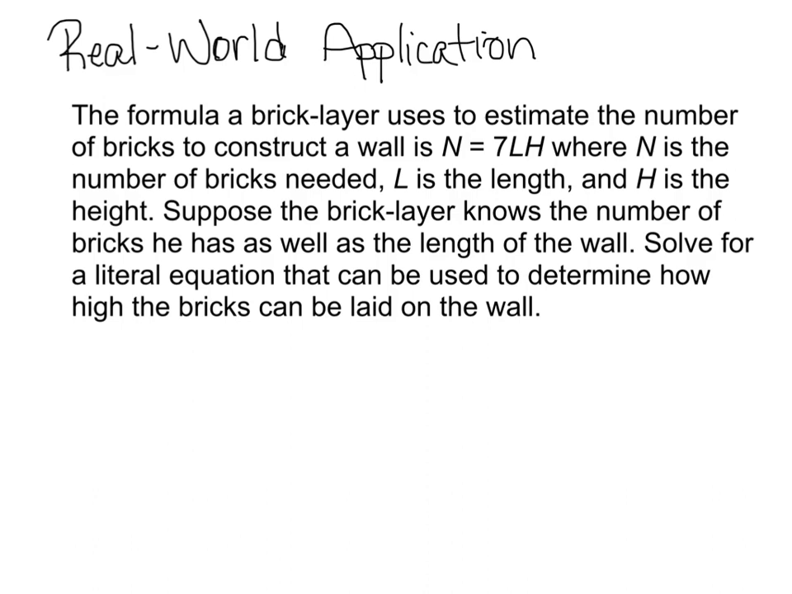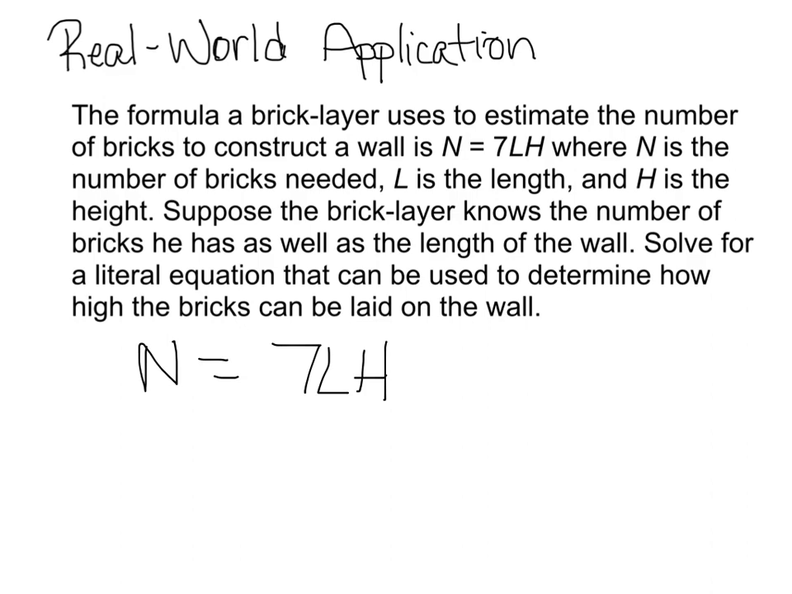Here's a real-world problem for you to try. The formula a bricklayer uses to estimate the number of bricks to construct a wall is N equals 7L times H, where N is the number of bricks needed, L is the length, and H is the height. Suppose the bricklayer knows the number of bricks he has as well as the length of the wall. Solve for a literal equation that can be used to determine how high the bricks can be laid on the wall. We're told that the formula is N equals 7LH.